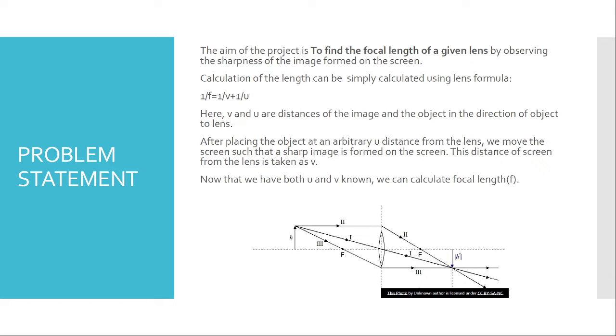In this project, we made a remotely operated focal length experiment. For this, we will be finding the focal length of a given lens by observing the sharpness of the image formed on the screen. The focal length can be simply calculated by using the lens formula, where v and u are the image and object distances, and f is the focal length that we will be calculating.